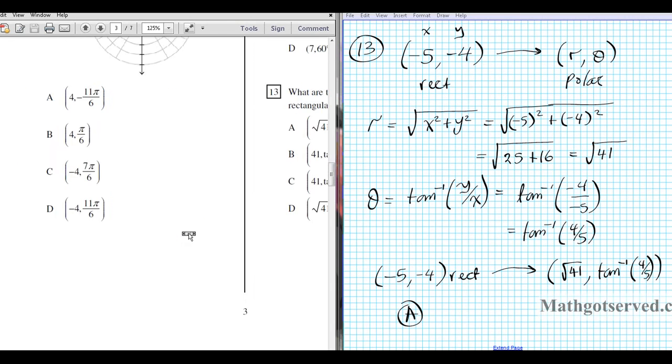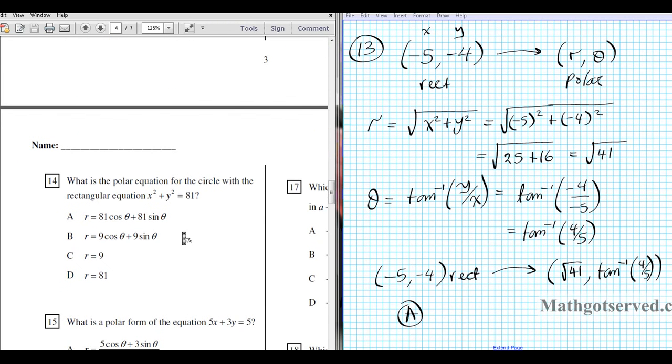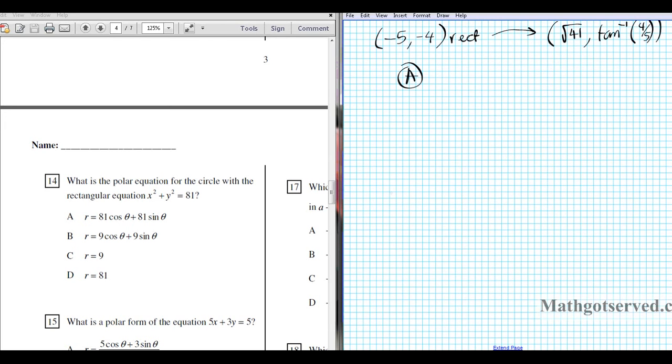All right, let's move along to question number 14. We're dealing with equations now. So here we're asked to convert x squared plus y squared equals 81 into a polar equation. Remember, rectangular has x, y; polar has r and theta. So in this equation, x squared plus y squared, when converted to polar form, we can only have r and theta. So we're going to be making use of the formulas we already knew before. r is equal to the square root of x squared plus y squared.